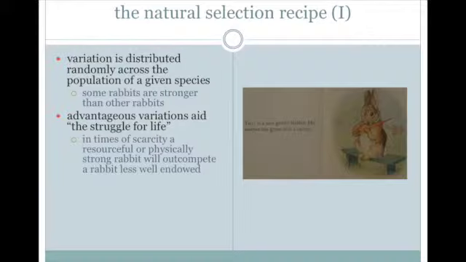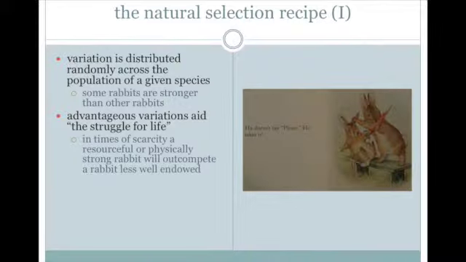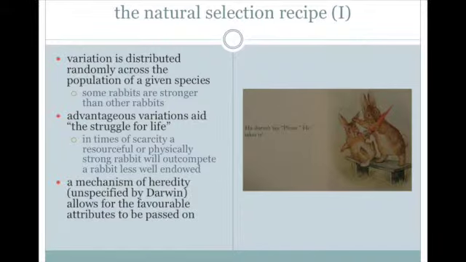In times of scarcity, a resourceful or physically strong rabbit will outcompete a rabbit less well endowed. And here we see the fierce bad rabbit taking the carrot off the nice rabbit. He doesn't say please, he takes it. Now, a mechanism of heredity unspecified by Darwin allows for the favourable attributes to be passed on to subsequent generations. And it is the survivors anyway that are fittest. It's the survivors that breed. So resourceful, strong rabbits will beget resourceful rabbits.